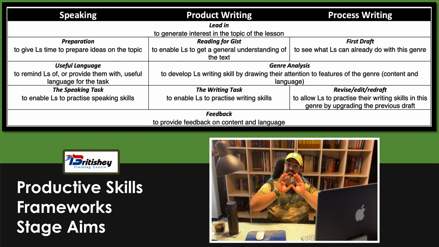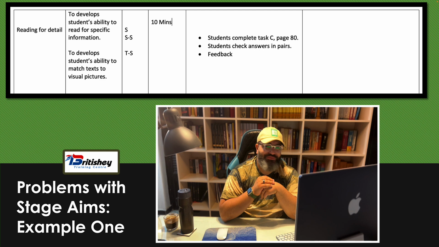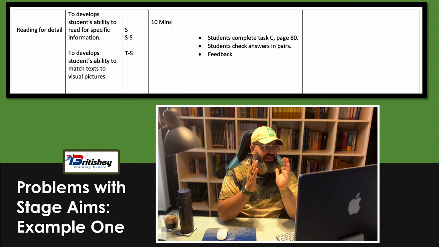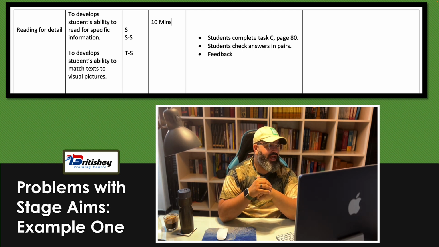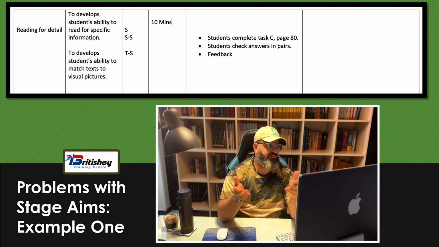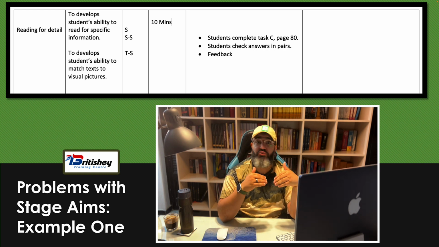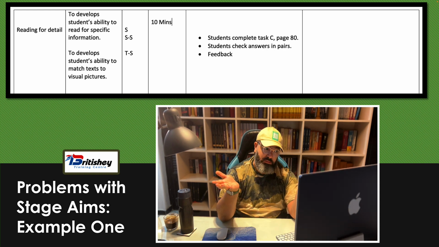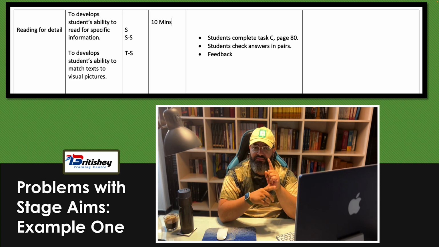Now let's see some examples of stage aims and the problems that might occur when you're writing your stage aims in a CELTA lesson plan. Let's see. And here we are. So let's focus on the second column, because this is where we have the stage aim. Let's read it. To develop students' ability to read for specific information. Okay, and then to develop students' ability to match text to visual pictures.